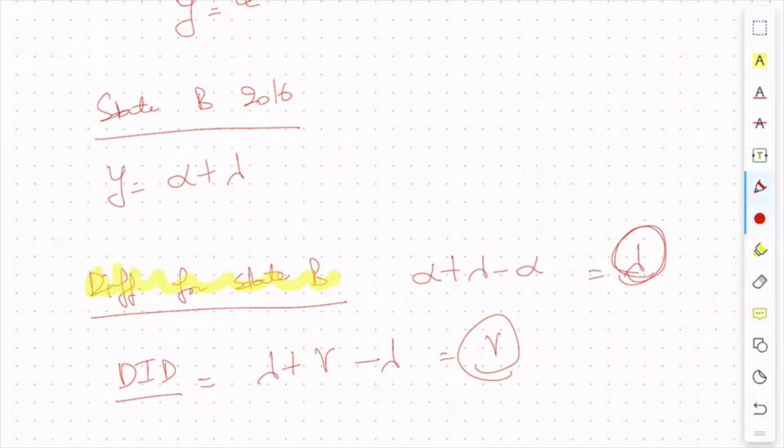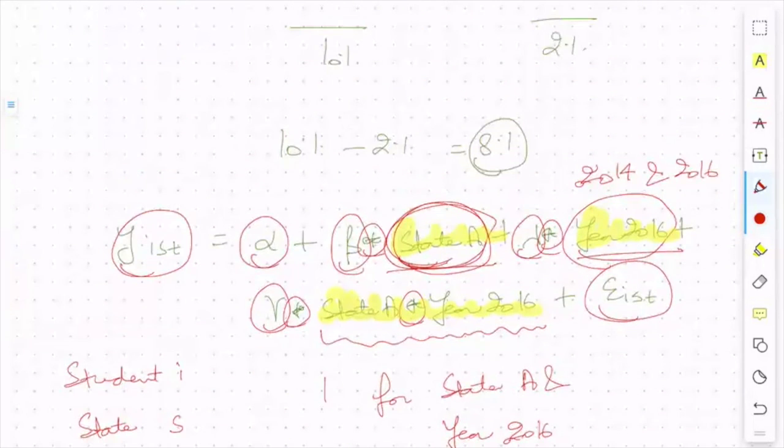And as we can see, this gamma term gives us the difference in differences. So basically, if you want to estimate difference in differences through a regression, you will have to run this model. And in this, the interaction coefficient will give you the difference in differences, which in this case is gamma. So this is the coefficient you'll be looking out for.